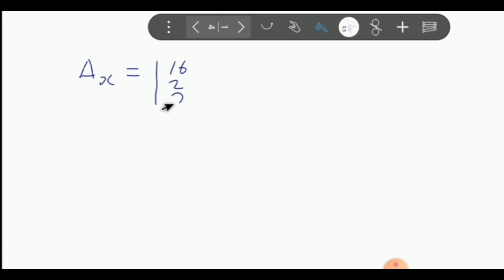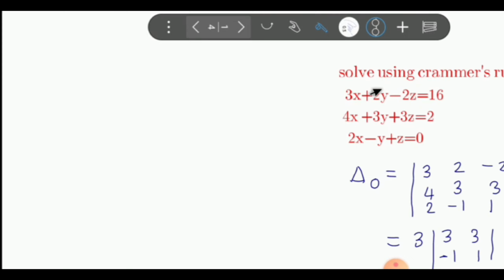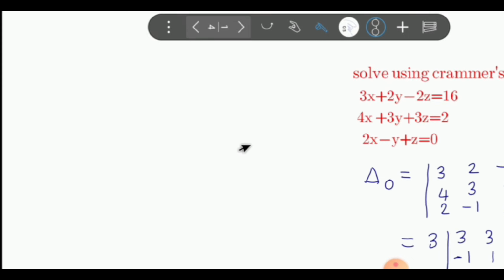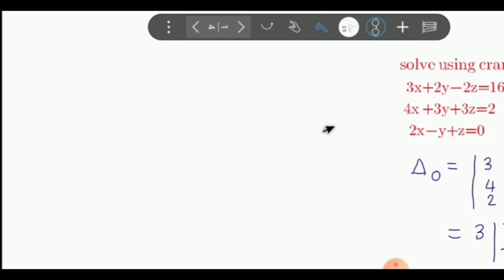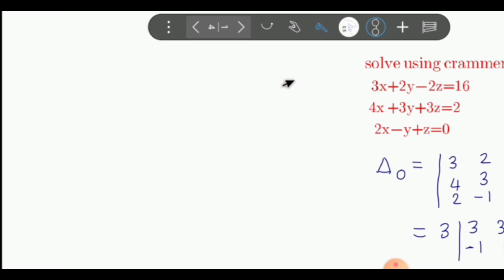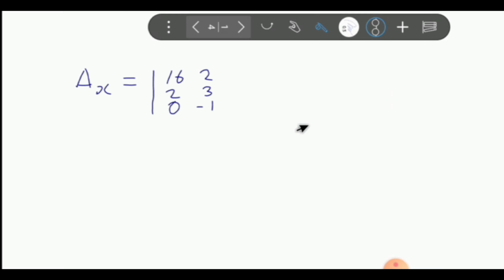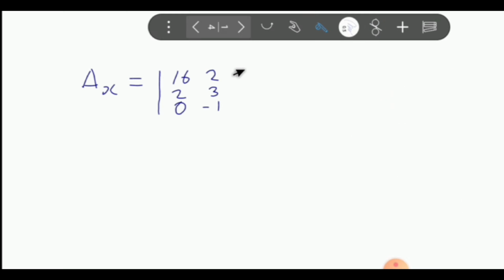16, 2, 0. Followed by the coefficient of y: 2, 3, minus 1. Followed by the coefficient of z: minus 2, 3, and 1. Then I close my bracket down. So let's find delta x.